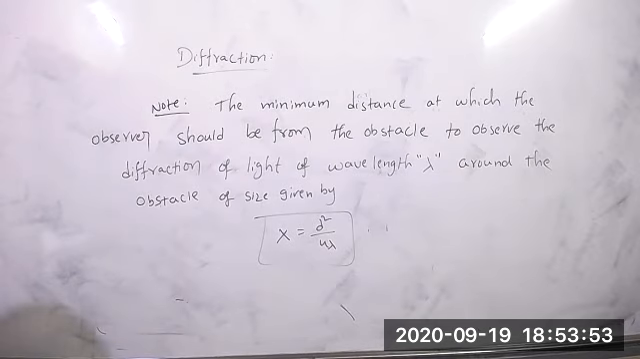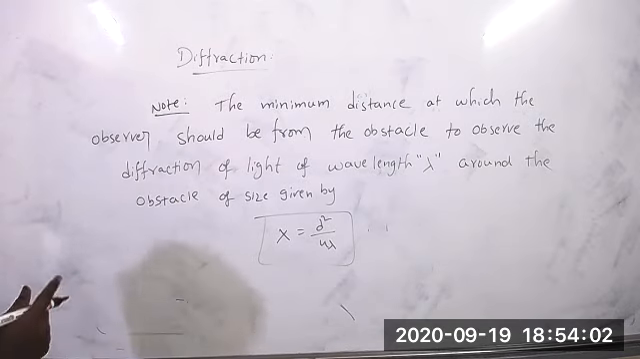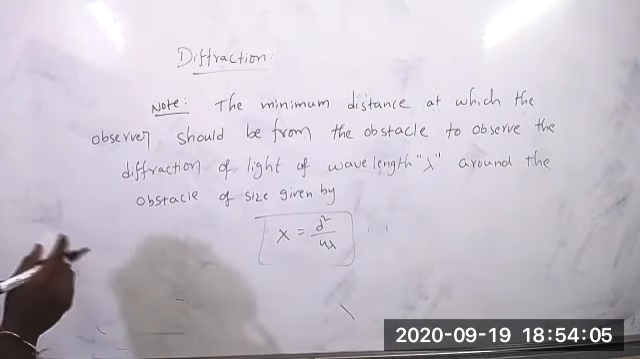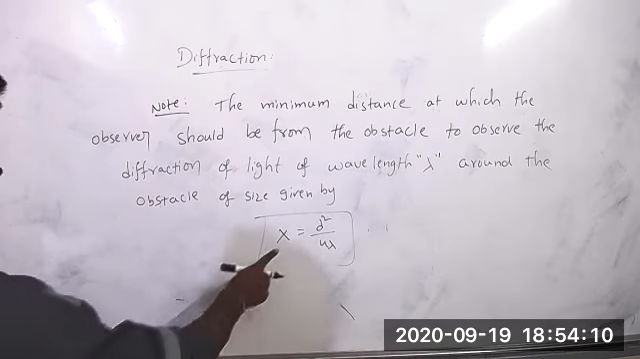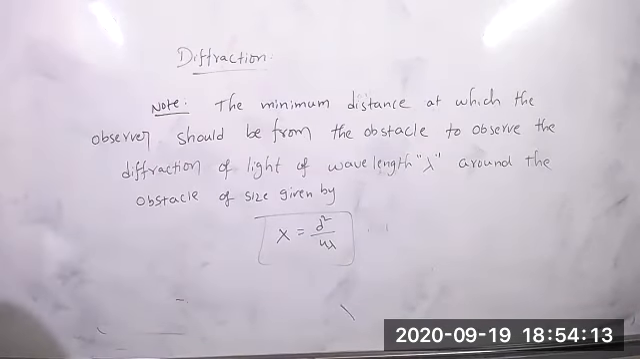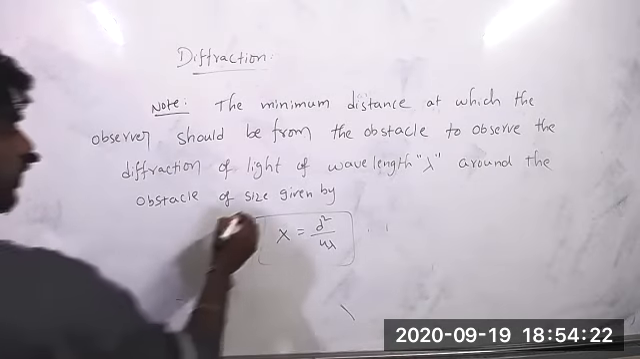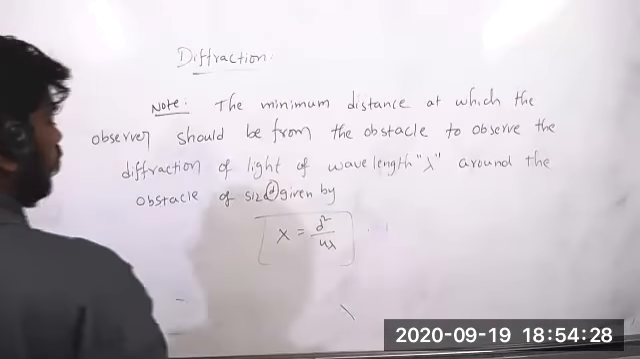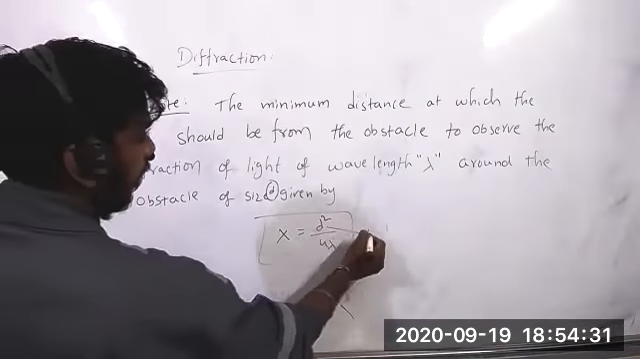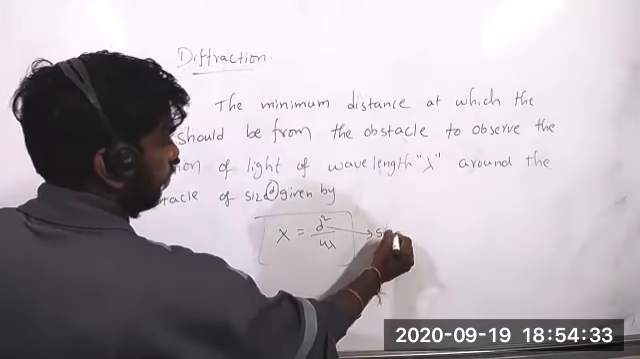The minimum distance at which the observer should be from the obstacle to observe the diffraction. If anybody is the observer and wants to observe the diffraction, then he has to be at a distance x is equal to d square by 4 lambda. The size of the obstacle is small d.